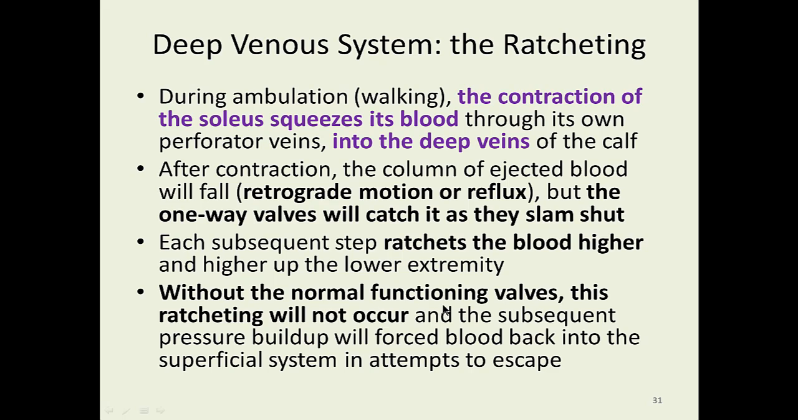So without the normal function of veins or valves, we're going to have a big problem, right? This ratcheting will not occur, and if the blood starts to back up, you're going to start to get an increased pressure, and that's what causes all the damage, not to mention the swelling.